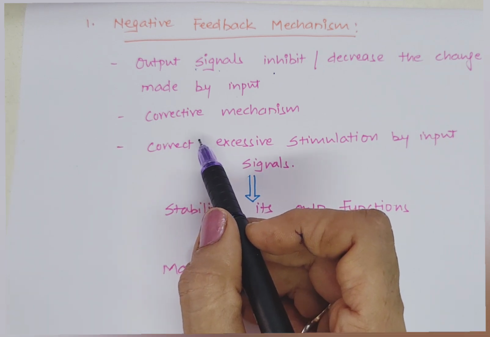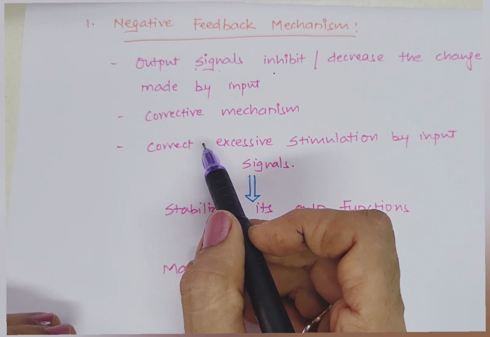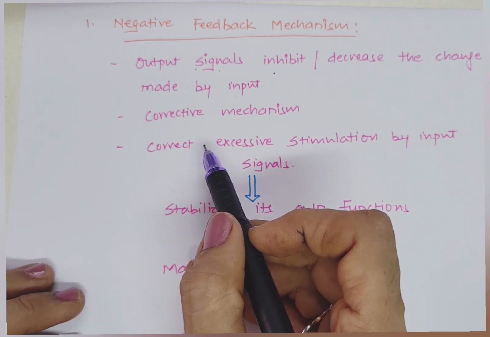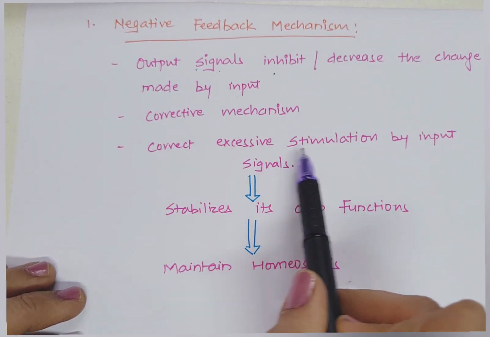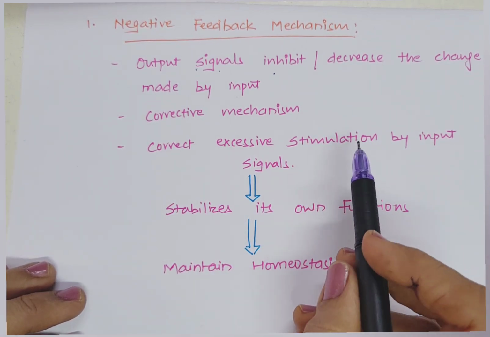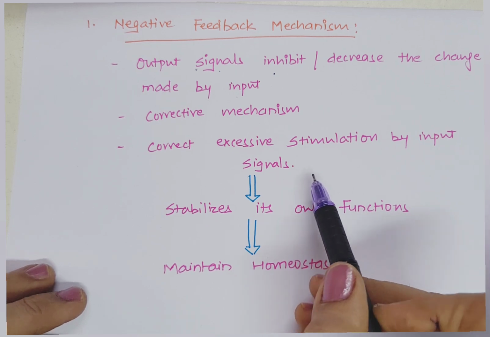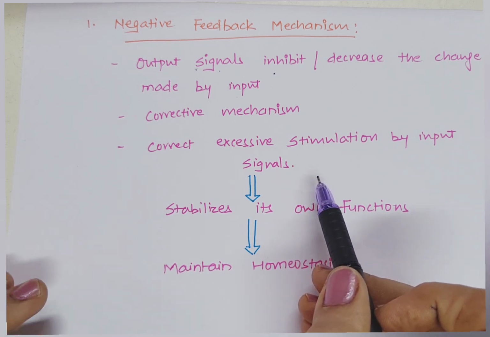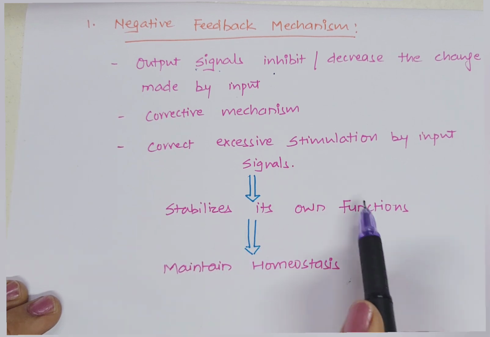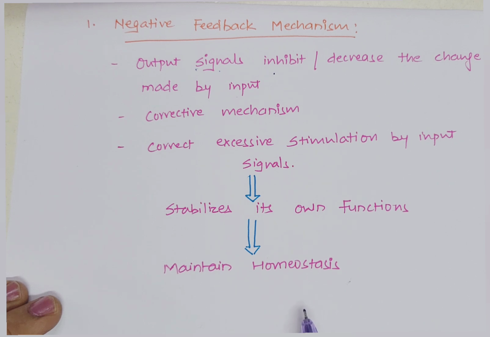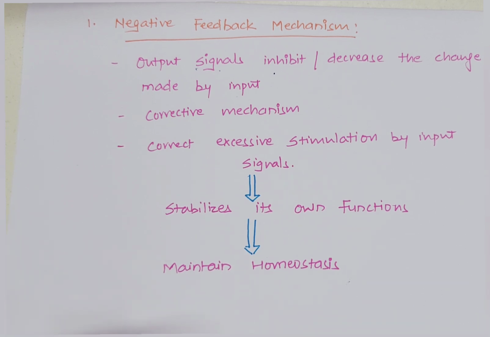These mechanisms involve action which is in the opposite direction to the input one, and they maintain homeostasis. They correct excessive stimulation by the input signal. If the input signal is producing excessive stimulation, that is corrected. So in this way, negative feedback stabilizes its own function and maintains homeostasis. Suppose there is a deficiency of any factor or an excess of anything, through negative feedback it is regulated. We have already discussed, and we will be discussing some more examples also.